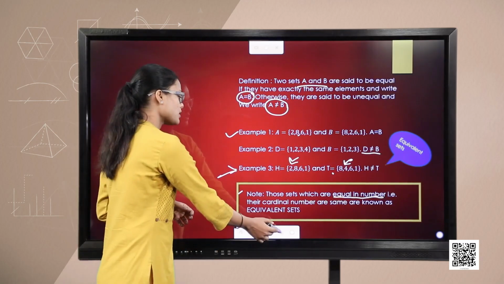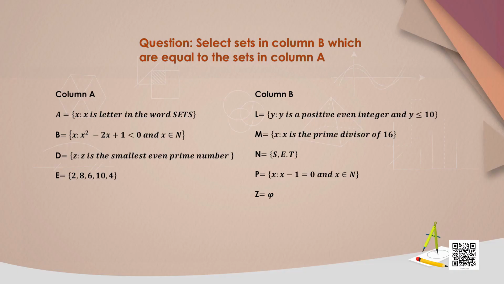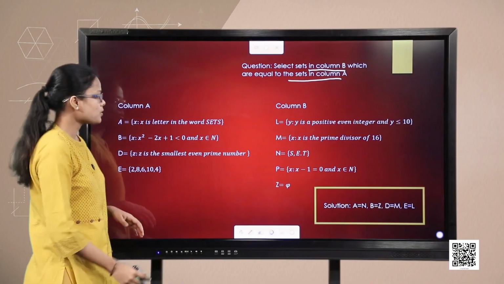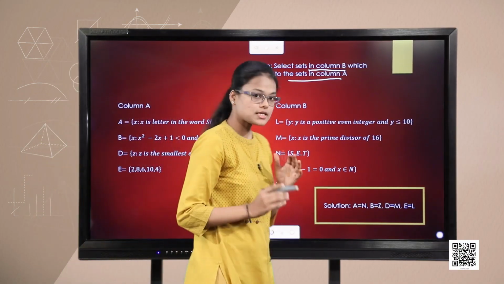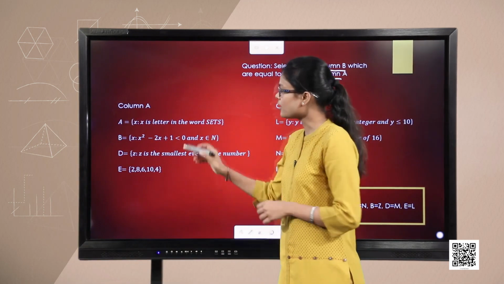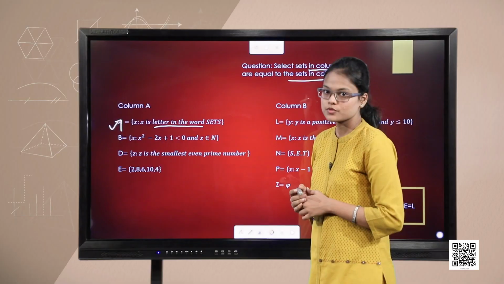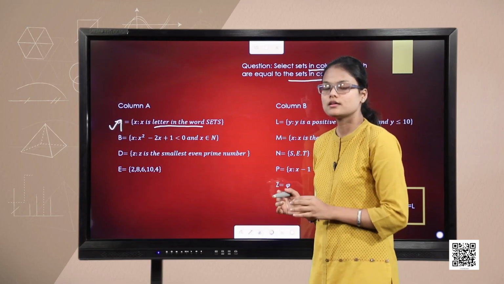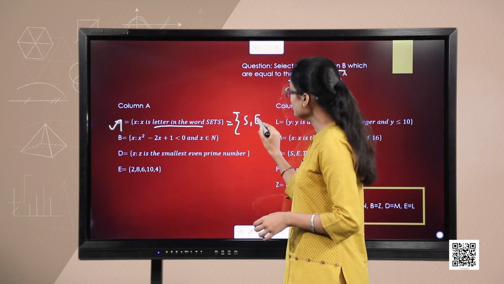Now, let us take one example or a question in which we have to select sets in column B which are equal to the sets in column A. You may notice that these are the sets in column A and column B. So, let us first study what type of sets are there in column A. First, set A. A is a set consisting of all those letters in the word set. So, let us first simplify and write it in roster form. It can be written as S, E and T.